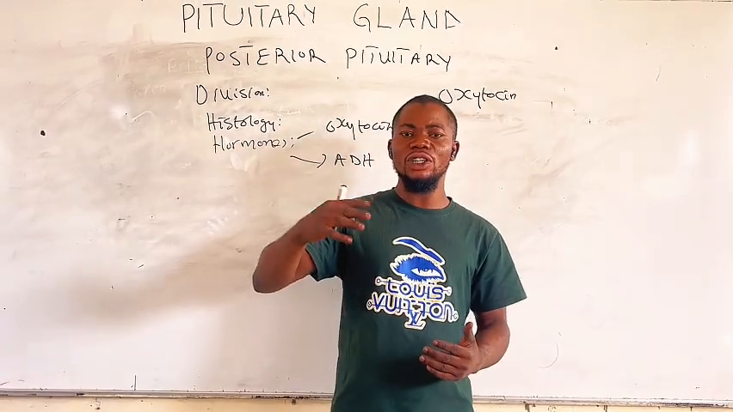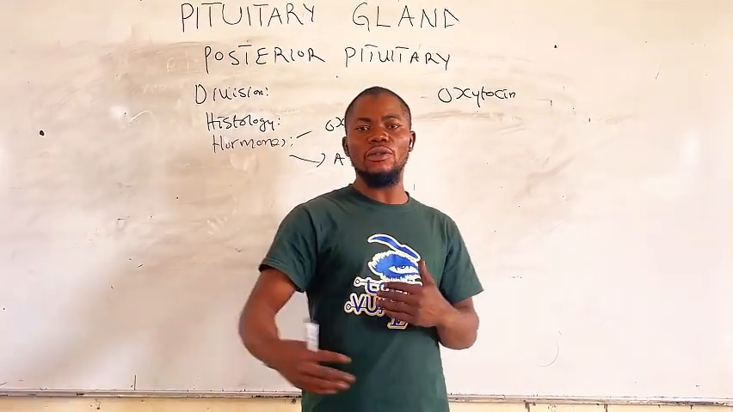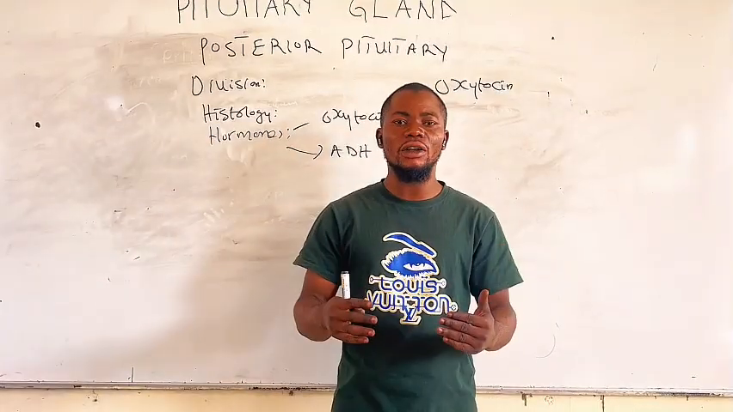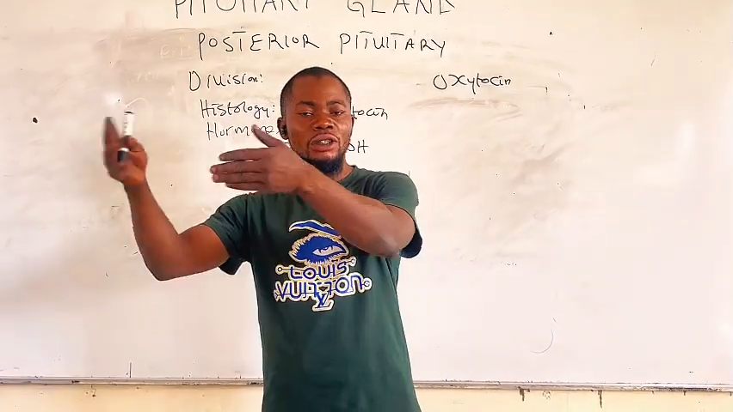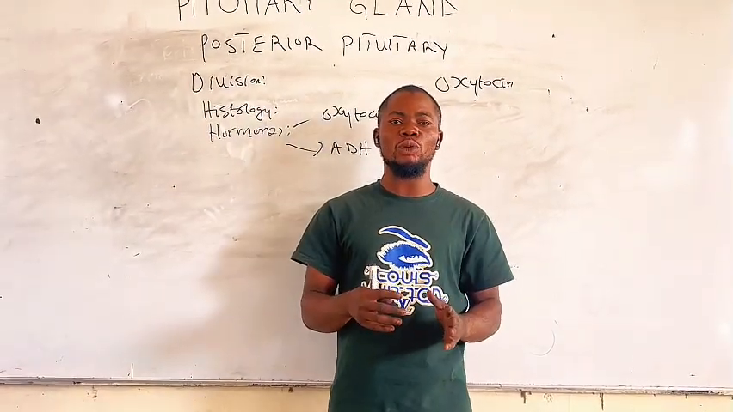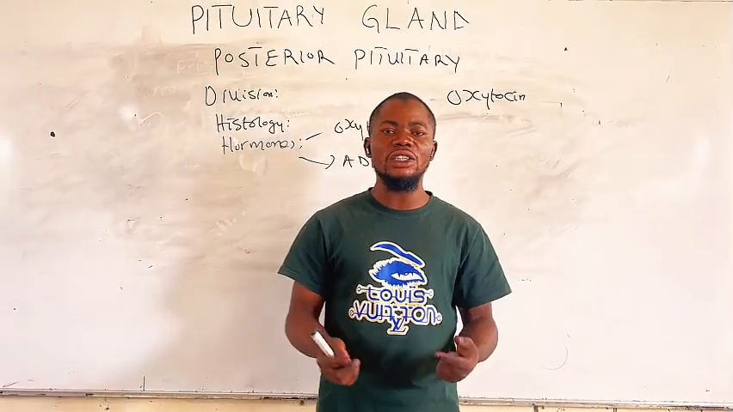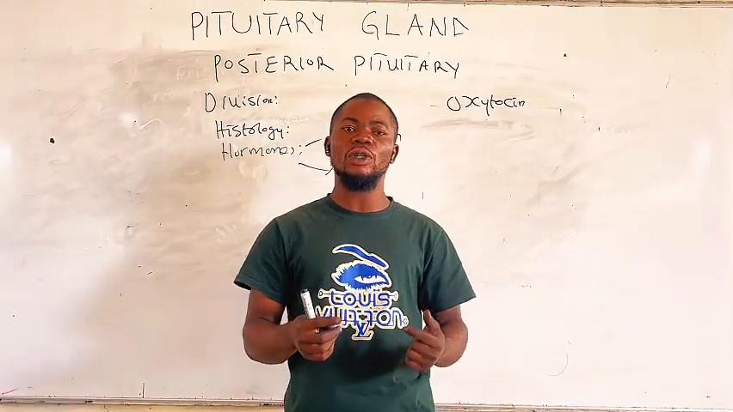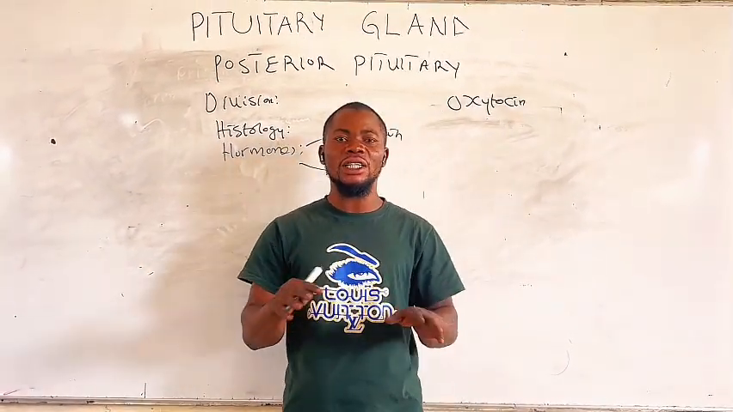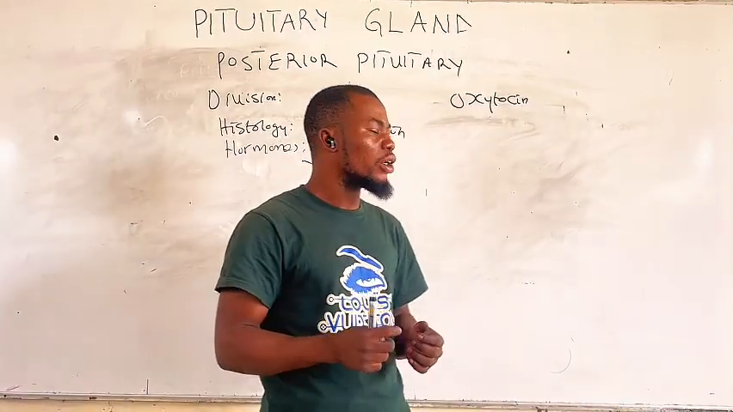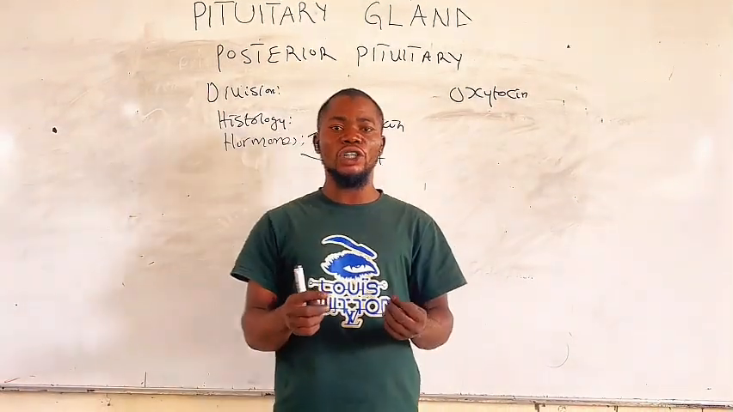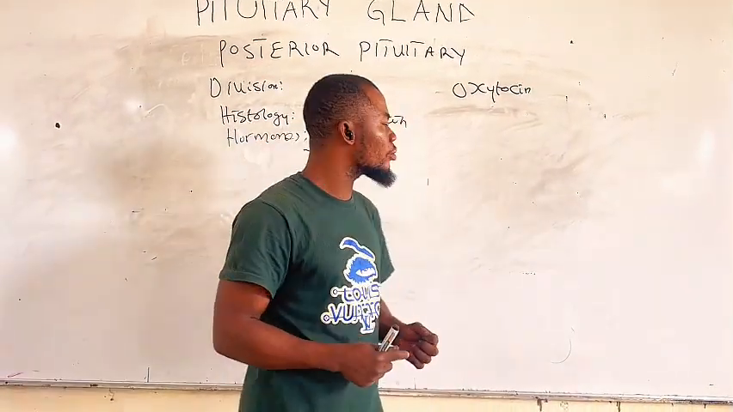The released antidiuretic hormone travels to the kidney and activates water channel protein in the proximal convoluted tubule and the collecting duct, which leads to facultative reabsorption of water that brings about balance in the osmolar concentration of the extracellular fluid.